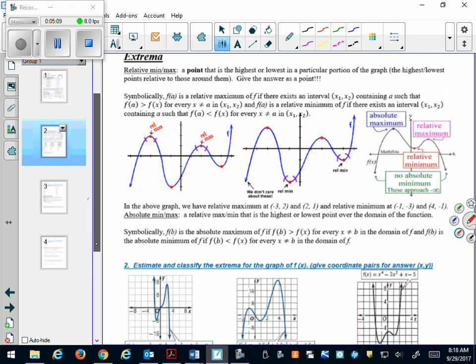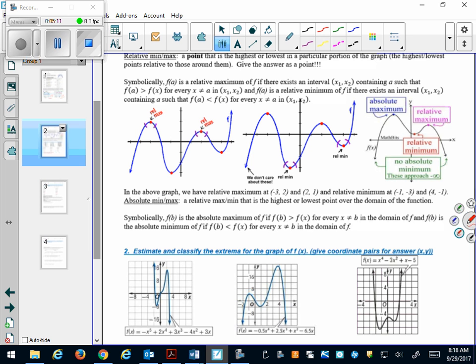Okay, extrema, that's the extremes of the graph, right? So this is going to be maximums and minimums.